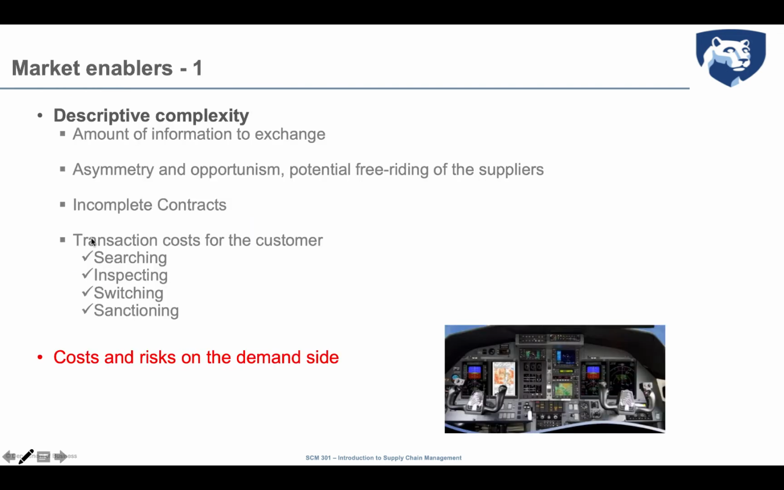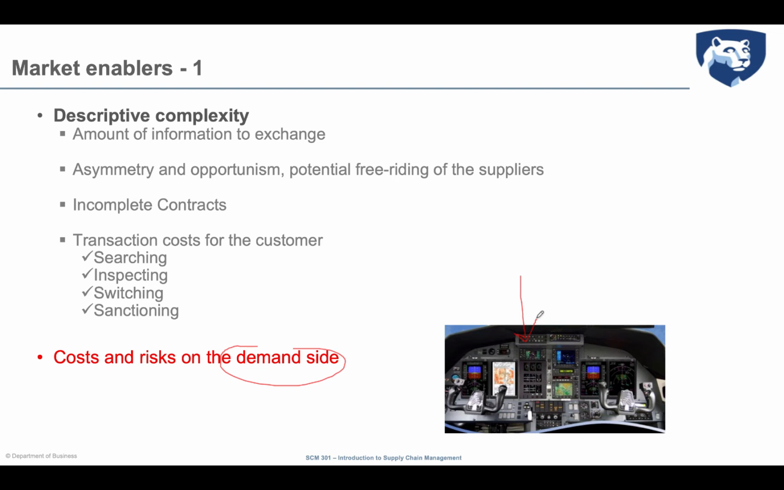Descriptive complexity is a market enabler, a transaction cost driver that is affecting the buyer side, so the demand side. Descriptive complexity refers to the difficulty that the buyer has in describing to the supplier what he needs and what exactly the supplier is expected to produce from a buyer perspective. So it's very difficult to describe. We made in class the example of the control board of a helicopter. It's very difficult from the buyer perspective to describe exactly and univocally and with no degree of freedom what he really needs from the supplier.